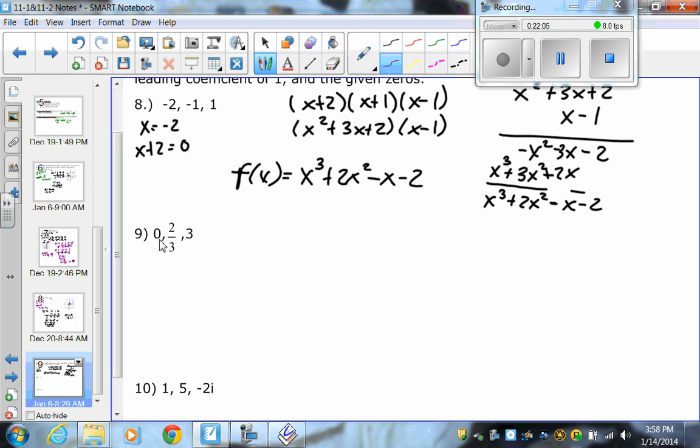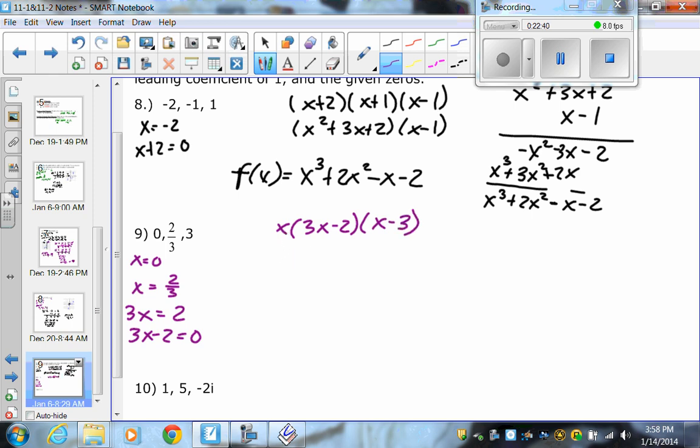Number 9, we have the zeros of 0, 2/3, and 3. So I know my first one, if I'm just saying x equals 0, that just tells you that your factor is x. For your second one, if you have x equals 2/3, work that backwards. So opposite of dividing by 3 would be multiplying by 3, and the opposite of adding 2 would be subtracting 2. So that tells you that 3x minus 2 is the second factor, and the 3 tells me that x minus 3 is the third factor.